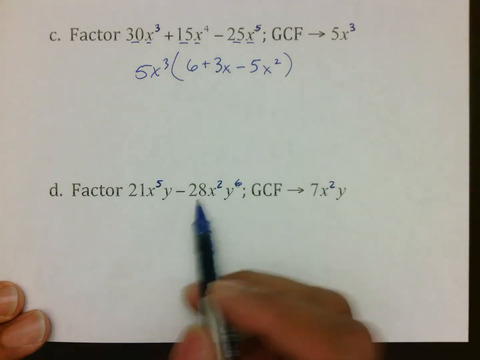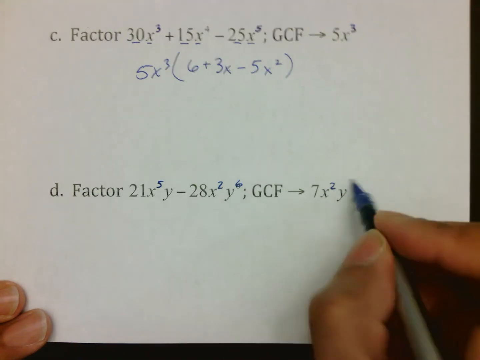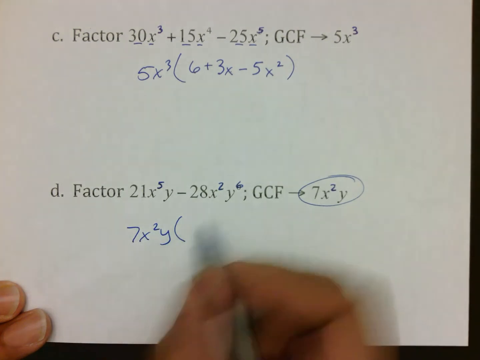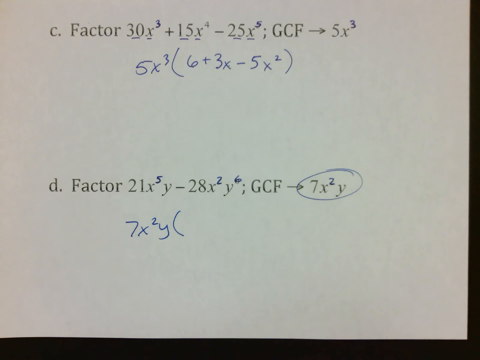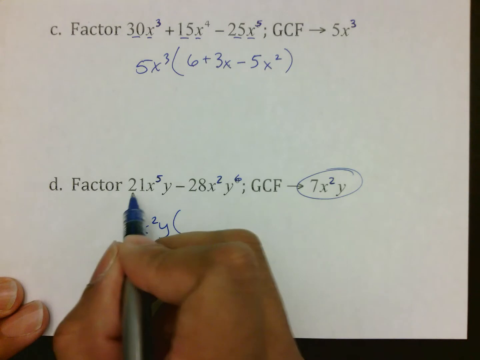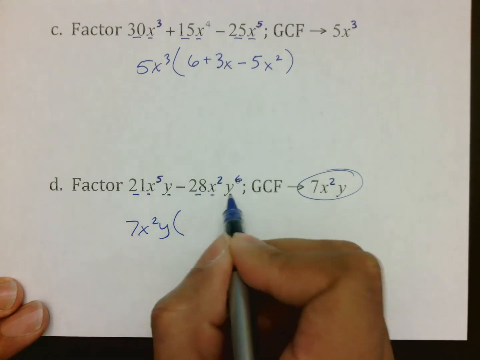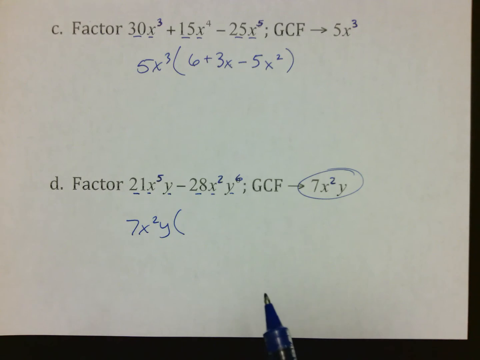21x to the 5th y minus 28x squared y to the 6th, the GCF being 7x squared y. Again, once you find that GCF, we simply put it on the outside of the parentheses, because remember that factoring means dividing out of the group. So again, now you've got, look carefully, you've got 1, 2, 3, 4, 5, 6 things to change. You just got to be careful.